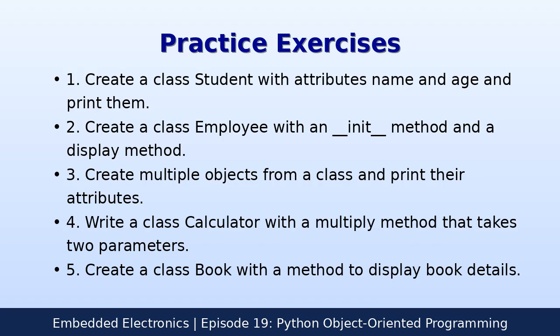Exercise 3. Create multiple objects from a class and print their attributes. Define a class and create several objects with different data. Then print the values. Exercise 4. Write a class Calculator with a multiply method that takes 2 parameters. Define a method that returns the product of the 2 values and call it using an object. Exercise 5. Create a class Book with a method to display book details. Use the init method to set title and author, and display them using a class method.